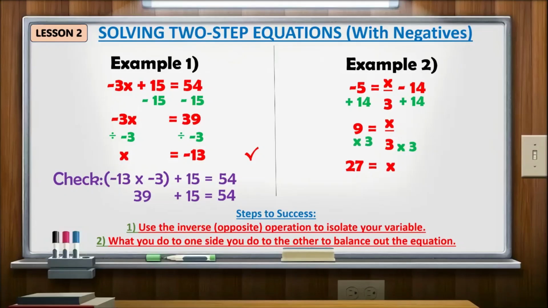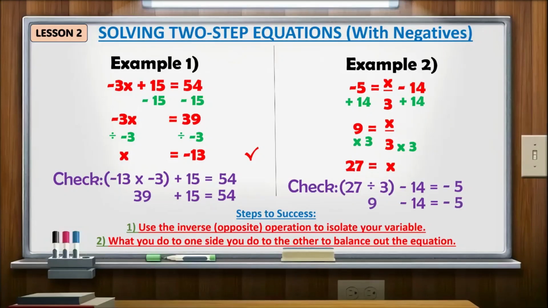Again, we can do our check using substitution to see if our answer for the variable is correct. So 27 divided by 3 subtract 14 should equal to minus 5. And let's see if it does. 27 divided by 3 is 9. Subtract 14 does in fact give me minus 5.